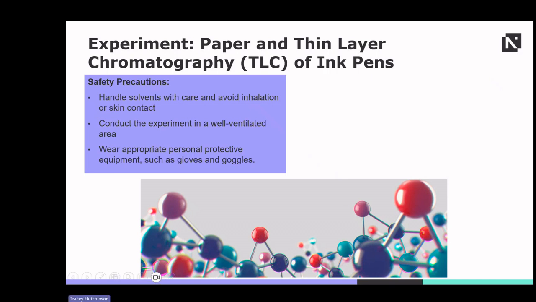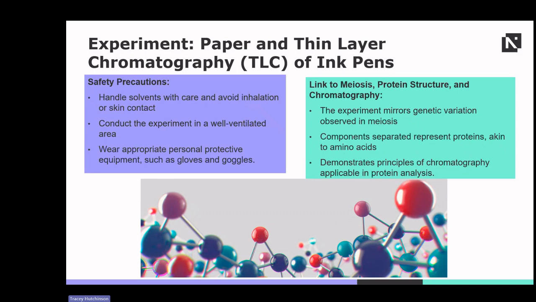So how does this experiment demonstrate the link to meiosis, protein structure, and chromatography? So in relation to meiosis, the experiment allows students to observe genetic variation, a concept central to meiosis. By analysing the different ink components separated through chromatography, students can understand how genetic diversity arises, similar to the variations introduced during meiosis through processes like crossing over and independent assortment.